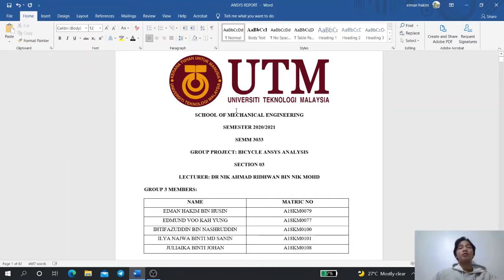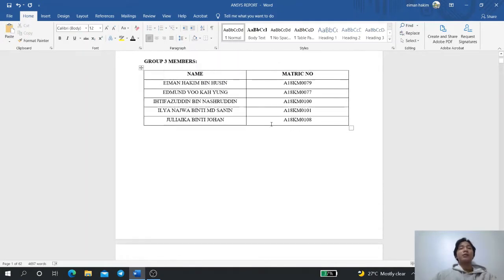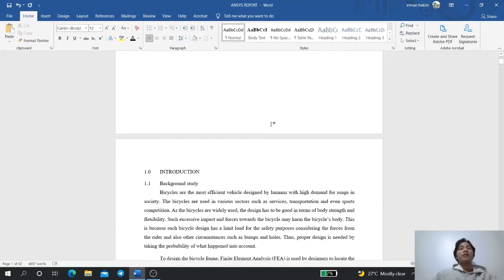So today I would like to present my group project, which is Bicycle Sales Analysis. Before that, I would like to introduce my group members: Iman Hakim bin Hussein, Edmund Vu Kahyung, Ihtifazuddin bin Nashruddin, Ilya Najwa binti Mat Sanin, and Juliaika binti Johan. So first, let's move into the introduction, which covers the background study.